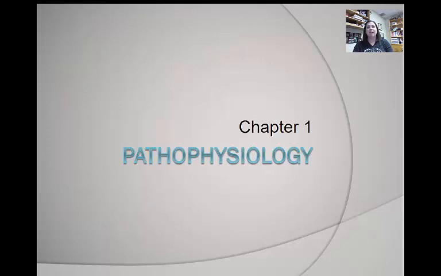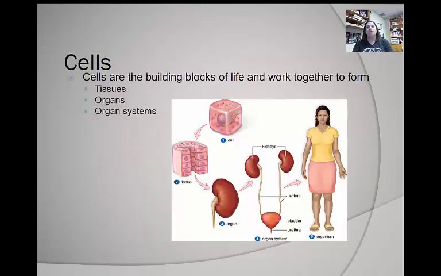When we're looking at chapter 1 in pathophys, the first thing you want to look at is what is a cell. Cells are the building blocks of life, and they work together to form tissues. Tissues work together to form organs, and organs work together to form organ systems. So even at the cell level, if the cell is abnormal and not working properly, it can affect the tissue, which then affects the organ, which then affects the organ system, which then affects you. So the cell is our basis here.